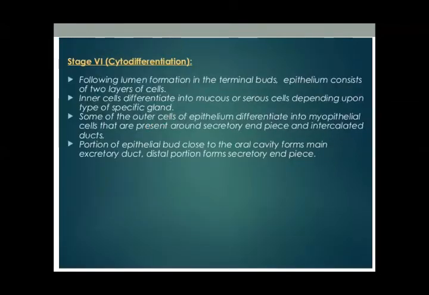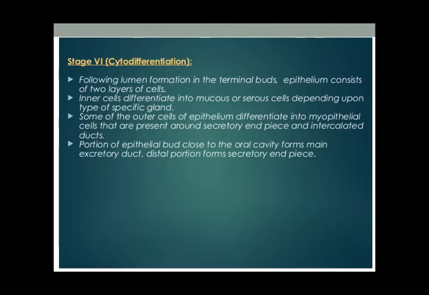Stage 6, cytodifferentiation following lumen formation in the terminal buds. The epithelium consists of two layers of cells. The cells differentiate into mucous or serous cells depending upon the type of specific gland. Some of the outer cells of the epithelium differentiate into myoepithelial cells that are present around secretory acini and intercalated ducts.